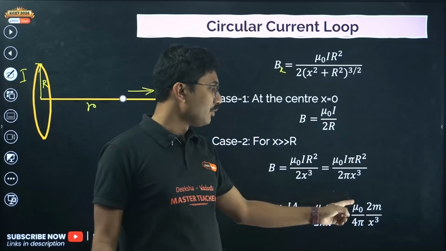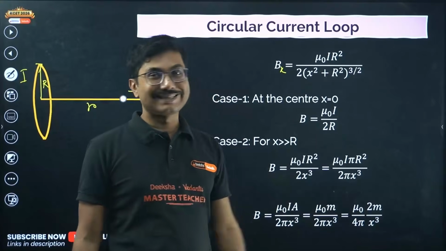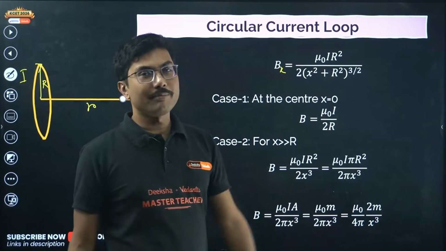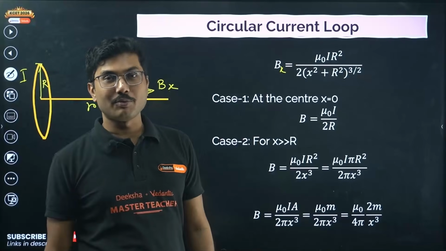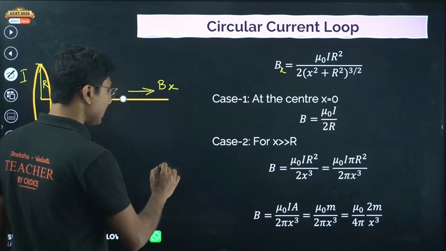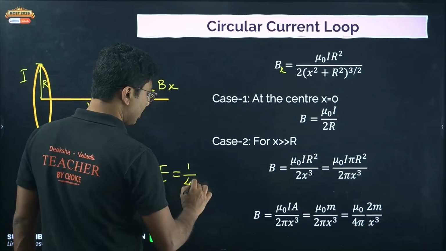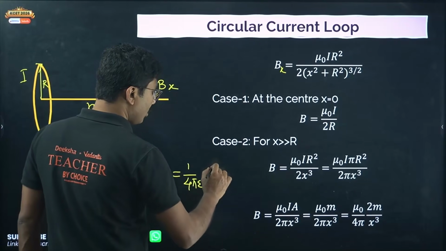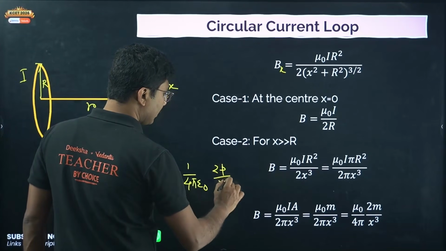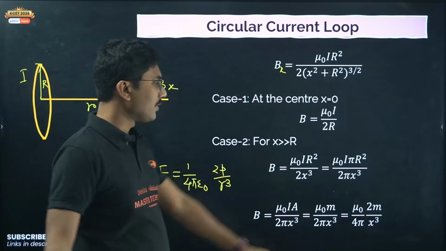Magnetic field is given by mu naught by 4 pi, 2m by x cube, which is similar to that of the electric field due to a dipole on its axis. If you remember, electric field due to a dipole on its axis was given by 1 by 4 pi epsilon naught, 2p divided by r cube. So instead of r here we are using x.